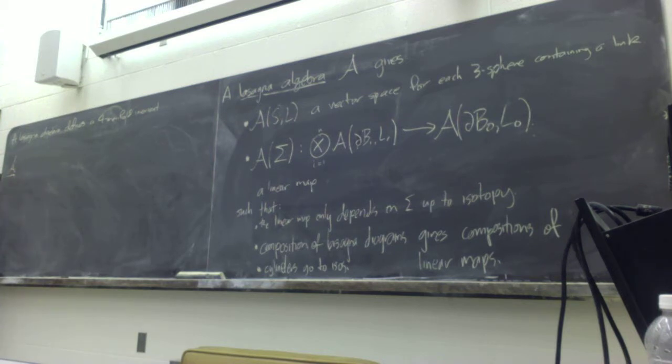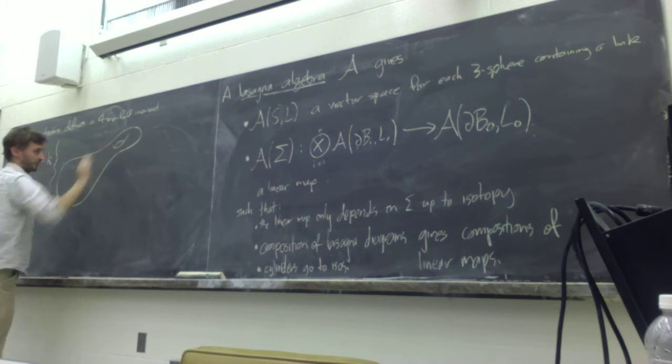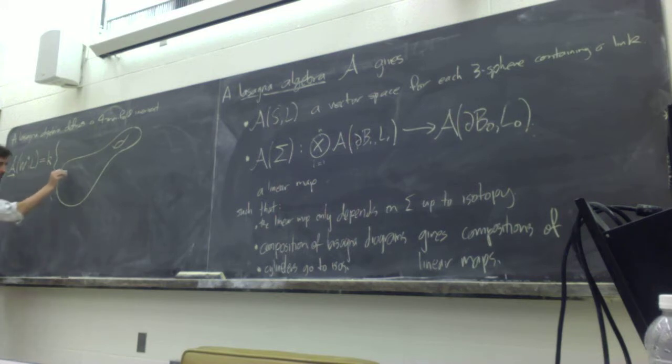So here, I'm going to define an invariant for my four-manifold, possibly with a link in the boundary of that four-manifold. And what is this? Well, I just take the linear span, over the complex numbers probably, of all diagrams that look like this. So you take your entire four-manifold, and inside that four-manifold you cut out some number of disjoint balls.